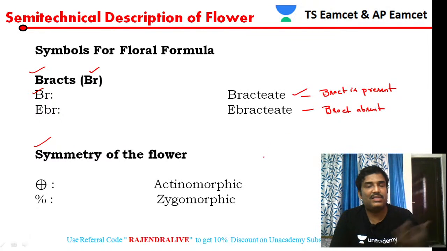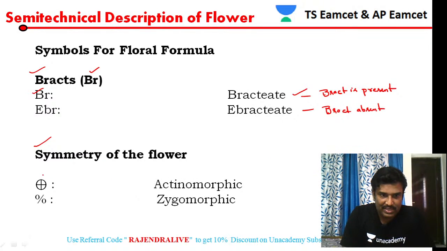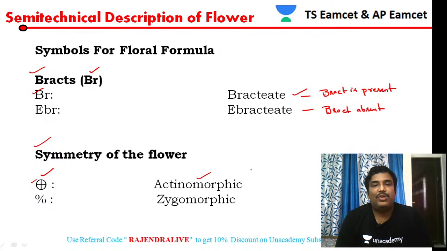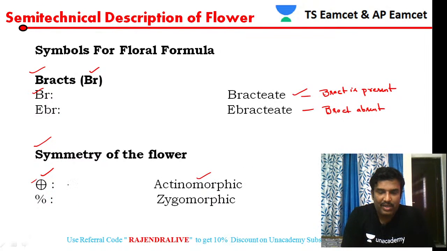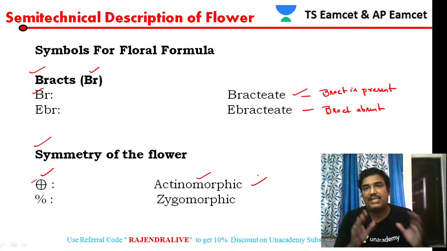Symmetry of the flower is represented as a symbol. So you can see this symbol, and this particular symbol represents a symmetry. Symmetry is actinomorphic. So you can clearly see what an actinomorphic is. If you cut the flower in any direction and it produces equal halves, such type of symmetry is called actinomorphic. Such types of flowers are called actinomorphic.